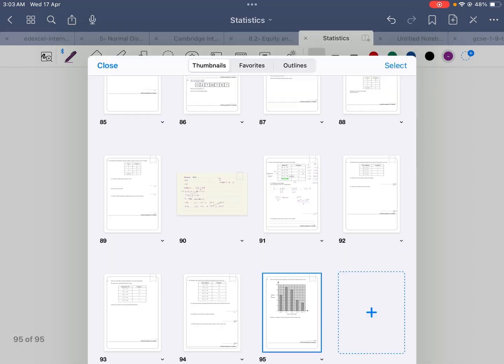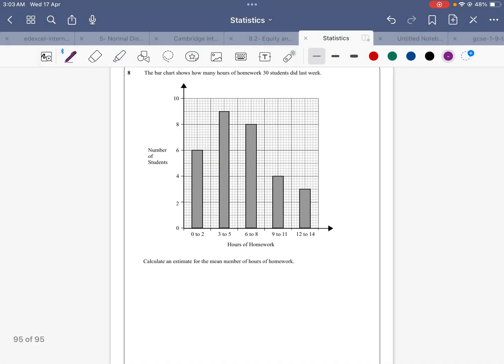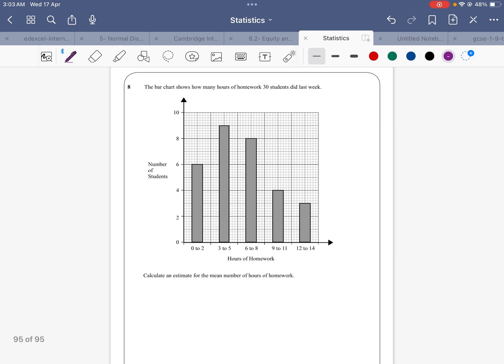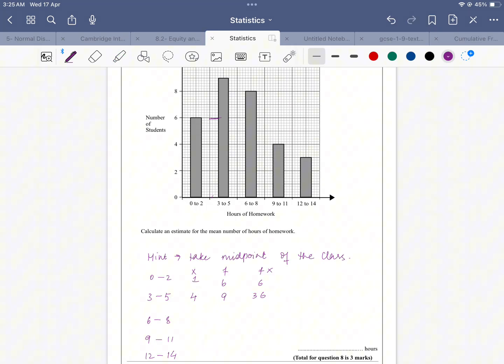Let's do a question where I have to look at the bar chart to calculate the mean number of hours of homework. Here 0 to 2, this is a bar chart, it's not a histogram. Why a bar chart? Not because the question says so, but because we have a gap in between. You will have a look at the bar chart, and to find out the mean, you have to find the midpoint of the classes and then multiply with the respective frequencies. I have done 2 of them for you. Now you have to do all of them and find out the mean.